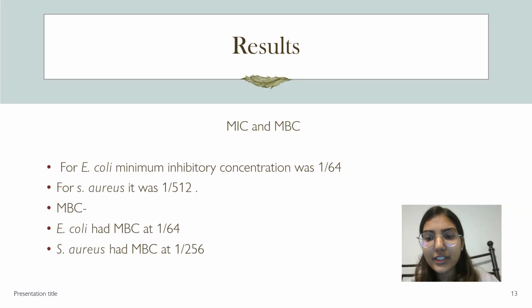So talking about the results of MIC and MBC, in case of MIC, E. coli had minimum inhibitory concentration at 1 by 64, which means that the beetroot extract stopped inhibitory activity after this dilution. However, for S. aureus, the.